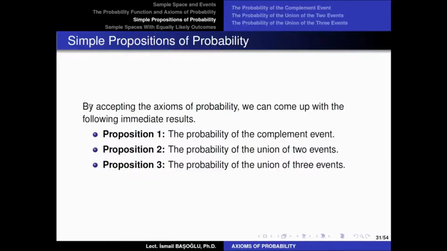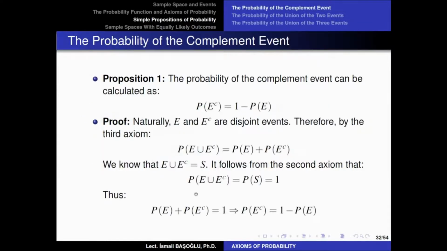Now, we are going to start with proposition 1, the probability of the complement event. And we are going to move to proposition 2 and proposition 3. Proposition 1 states that the probability of the complement event can be calculated as 1 minus the probability of the original event. So you see, if you are interested in the probability of an event's complement, that is going to be 1 minus probability of E.